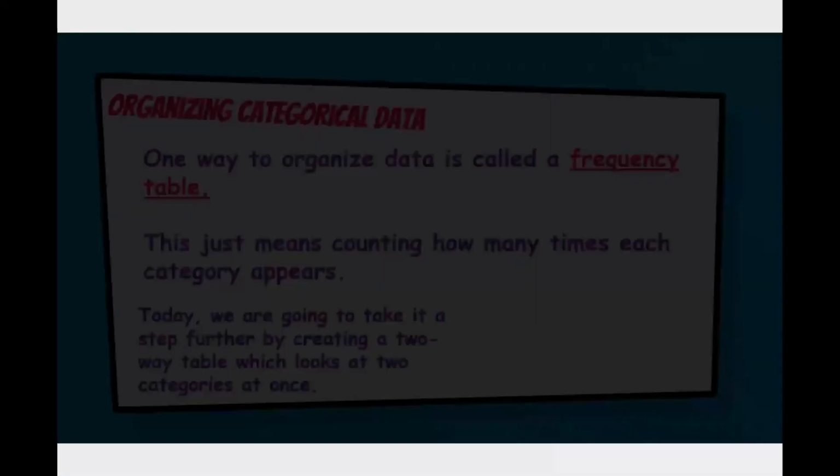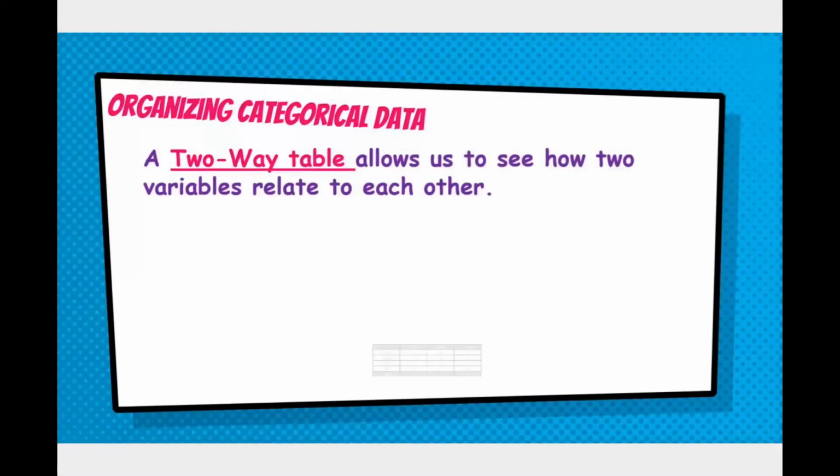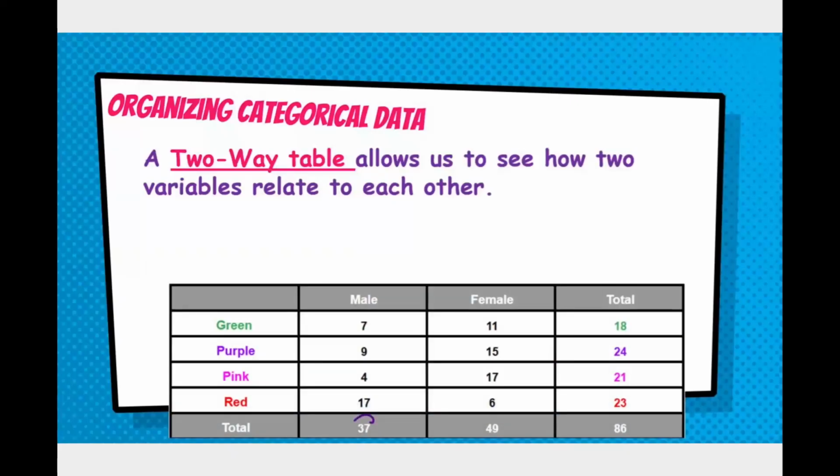Today we're going to take it a step further by creating a two-way table, which looks at two categories at once. I asked gender as well, and I also asked class period, but that was just for my own thing. I'm not going to really use that, but I'm going to be looking at gender and color.